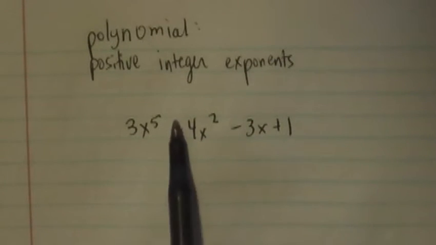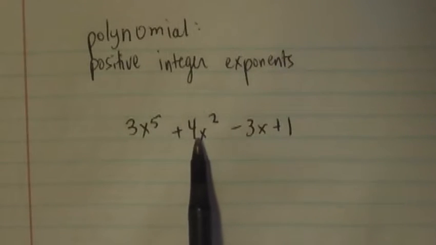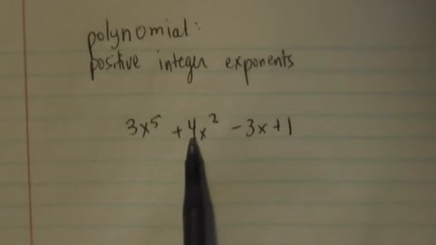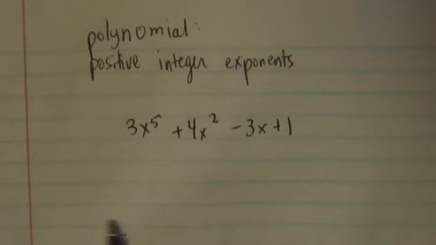And we don't have to have every power accounted for. We don't have to have an x to the fourth and x to the third. We can skip powers of x. We can have multiple variables, an x and a y in the same polynomial.